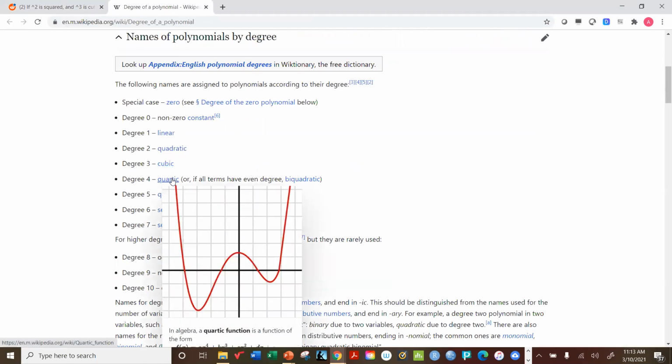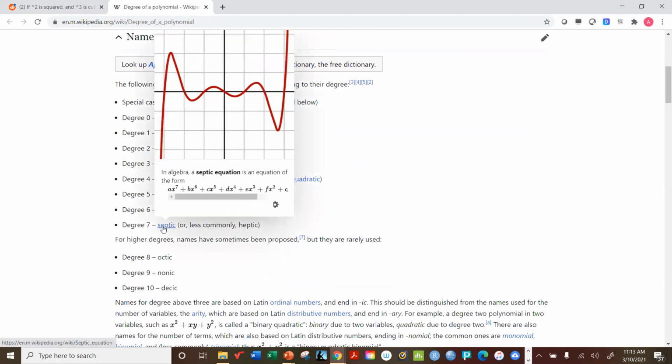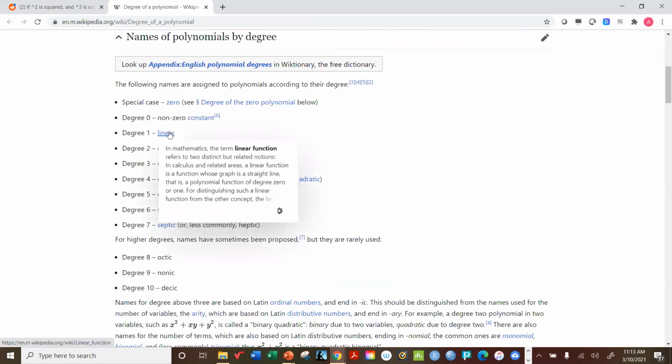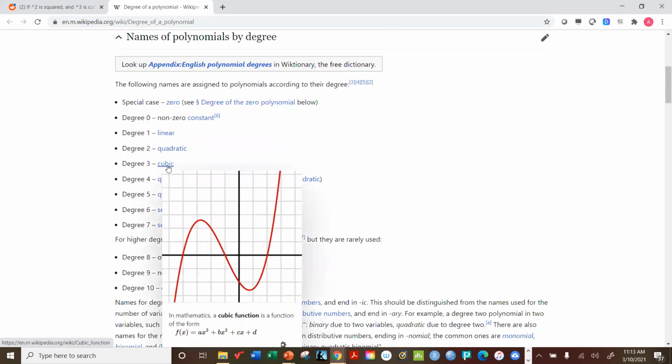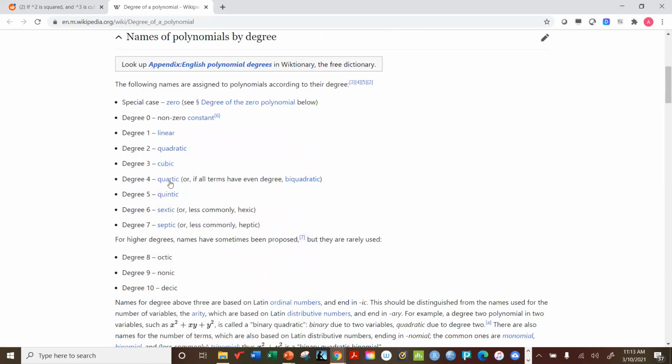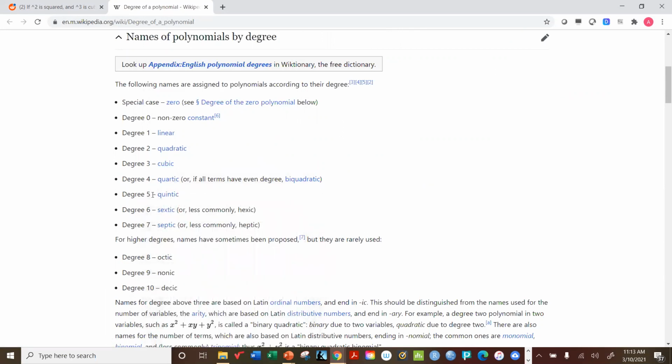Cubic, quartic, quintic, sextic, heptic. Jesus, they even have pictures of what these things look like. Isn't this amazing? For the other issues that maybe Wikipedia has, it certainly does a good job with math and statistics. That's been my experience with it.